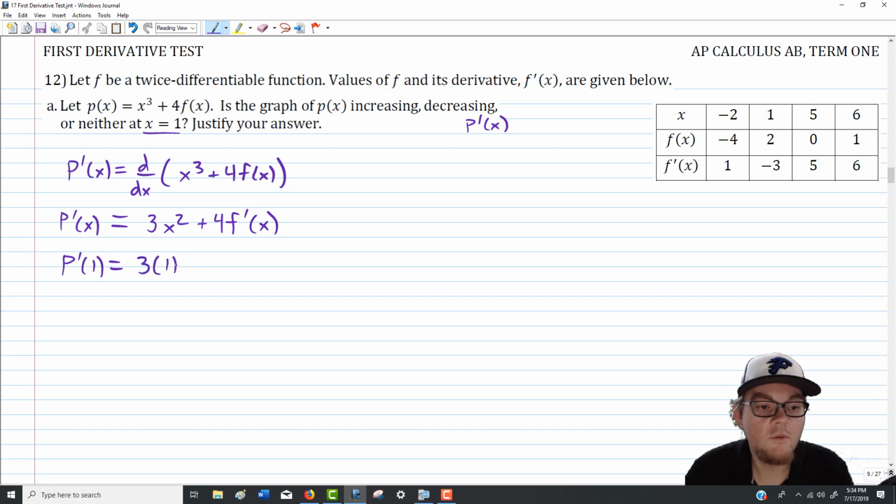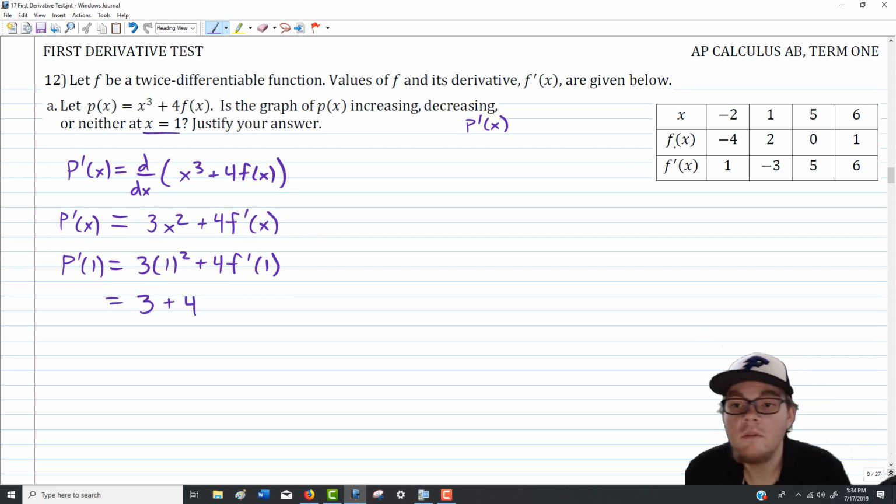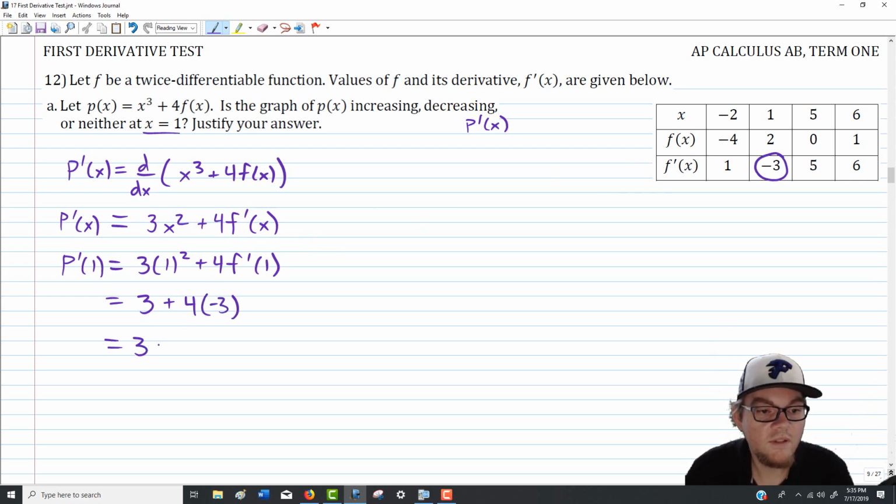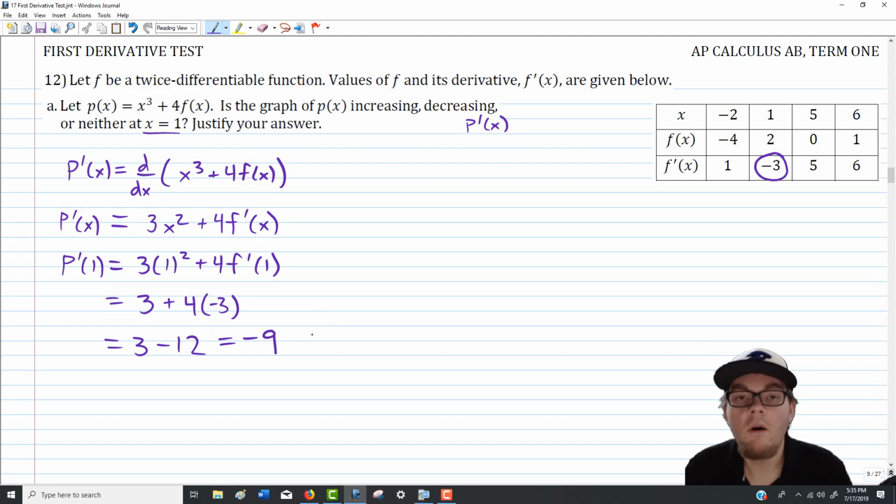Well, that's going to be 3 times 1 squared plus 4f prime of 1. In other words, we get 3 plus 4 times whatever f prime of 1 is. And f prime of 1 is negative 3. So given that, we can find the actual exact value. We get p prime of 1 is 3 minus 12, or negative 9. And at this point, we know all we need.